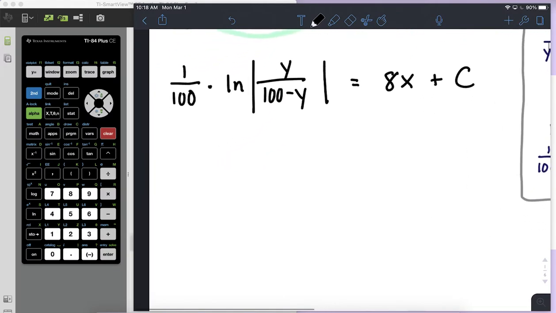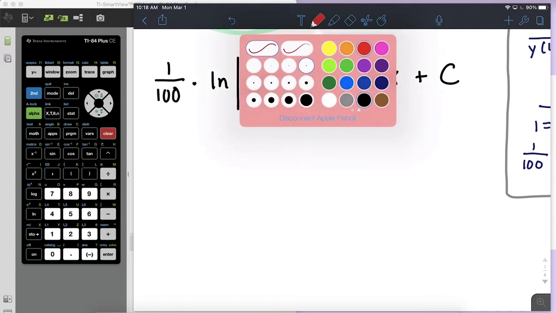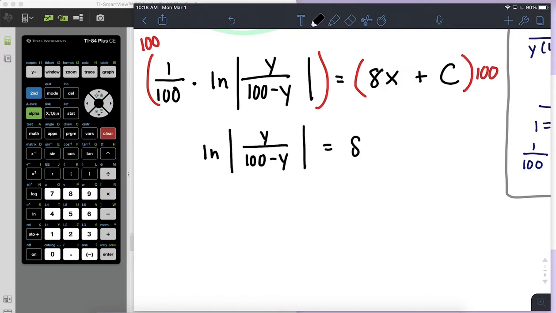Okay, now let's just focus on this. We want to solve for y. I'm first going to multiply both sides by 100. So I get the natural log of the absolute value of y over 100 minus y equals 800x plus C. Technically, those two C's are different. If you wanted to, you could label this as C1 and this as C2, where C2 is just 100 times C1. I don't really do that.